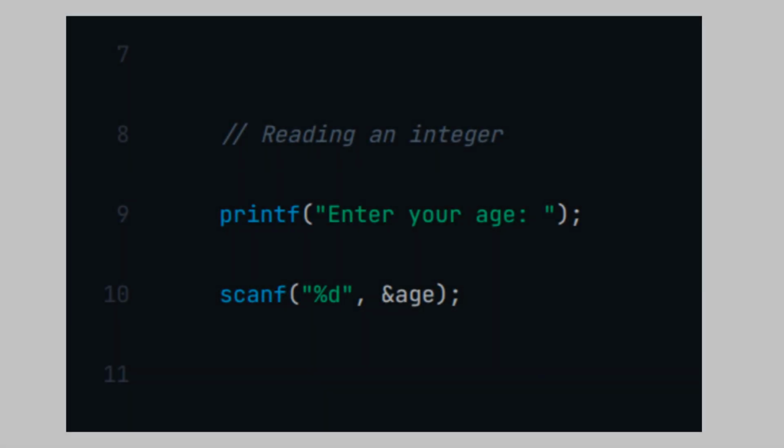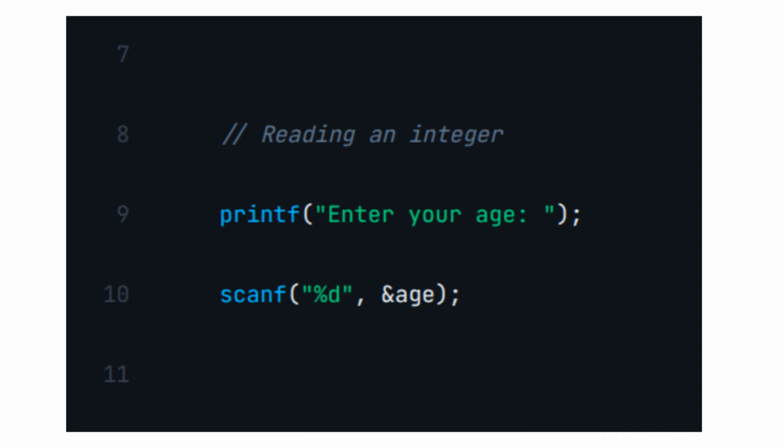All right, now this is where it gets interesting. Here we can see scanf in action for the first time. On line 8, there's a comment that says reading an integer. So we know this section is about taking a whole number as input from the user. On line 9, we have a printf statement that says enter your age. This is just a message that will show up on the screen when the program runs. It's basically a prompt telling the user, hey, go ahead and type your age.